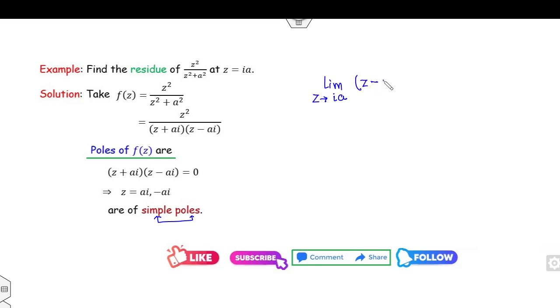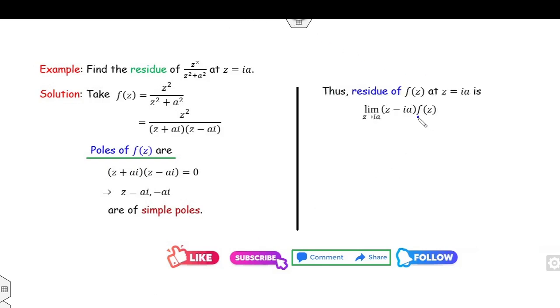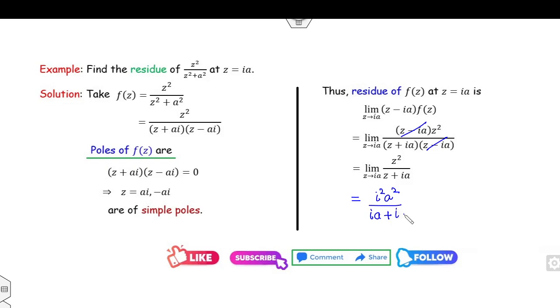So I can use the definition (z - ia) times f(z). I can substitute the value of f(z). You can see this factor will be cancelled out. The only expression that remains is z squared divided by (z + ia). I can substitute z = ia: ia plus ia. The numerator becomes -a squared over 2ia. I can rationalize it: a over 2 times i divided by i. So i squared is -1. So a over 2i is the right answer of the problem.